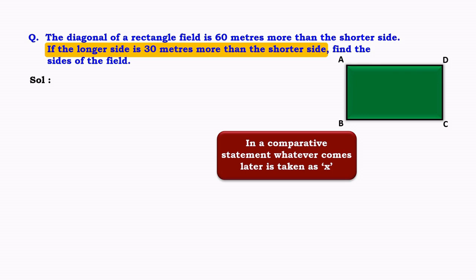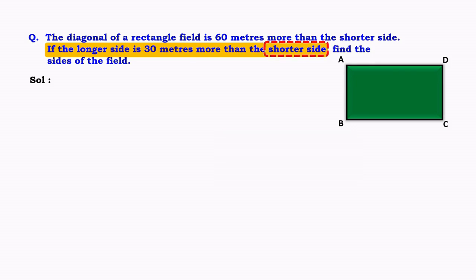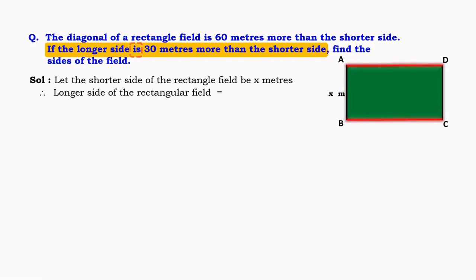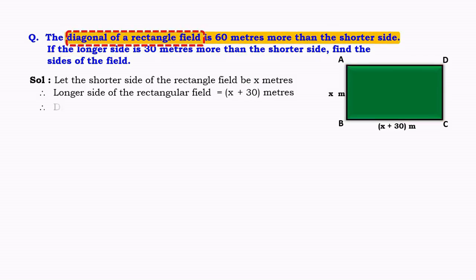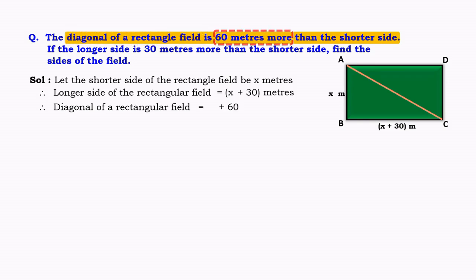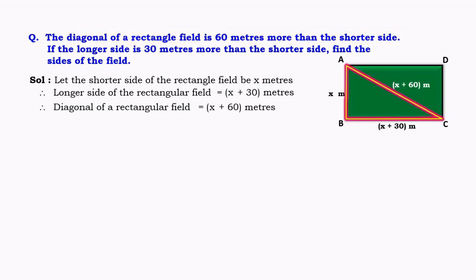Let us now assign a variable and convert the statements into algebraic form. In comparative statements, it is usually convenient to take the quantity mentioned later as the variable. So, let the shorter side of the rectangular field be x meters. Since the longer side is 30 meters more than the shorter side, the longer side will be x plus 30 meters. Similarly, the diagonal is 60 meters more than the shorter side, so the diagonal will be x plus 60 meters. Now all the unknown quantities are expressed in terms of x. The next step is to find a relationship connecting these three lengths.